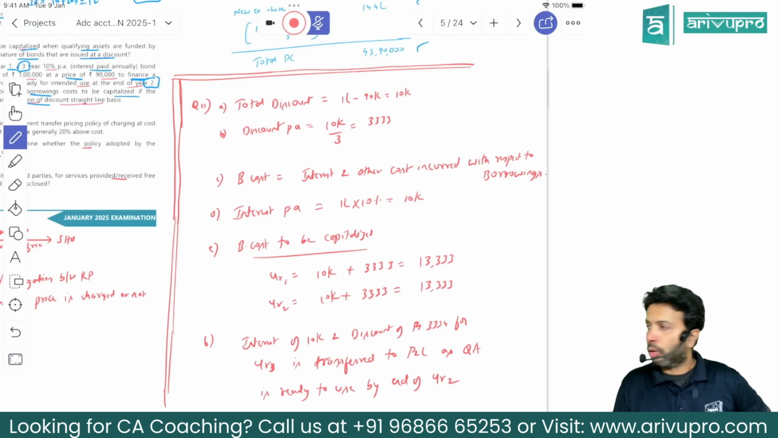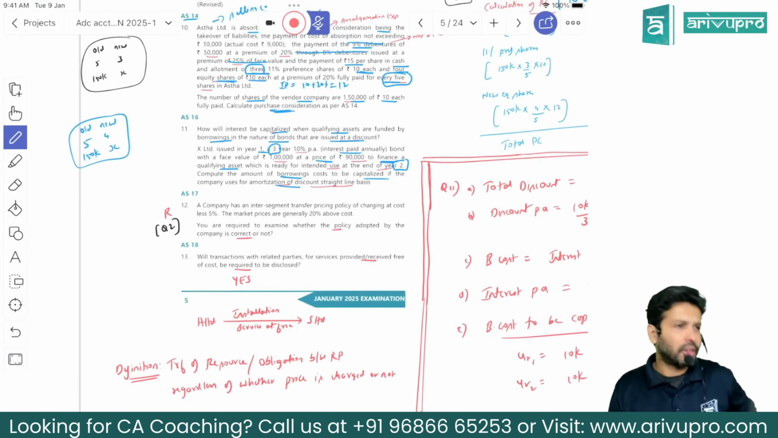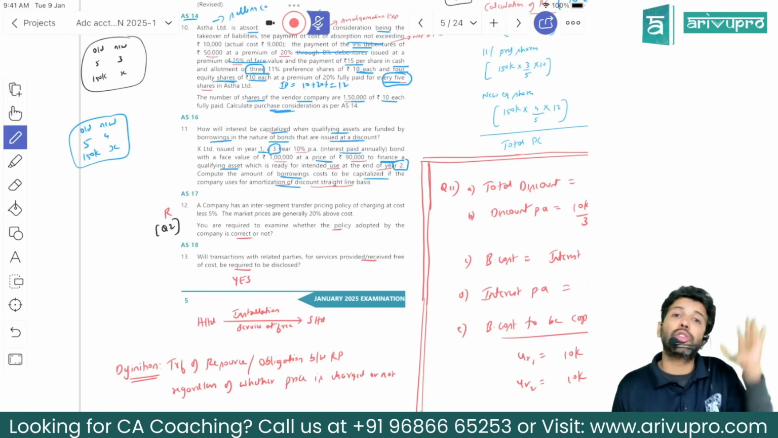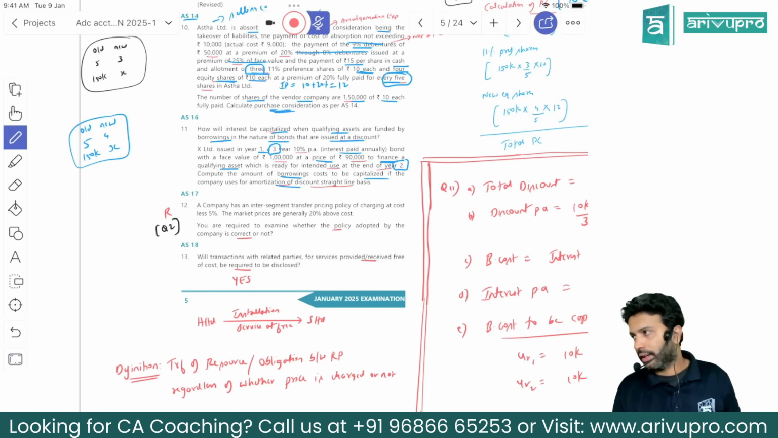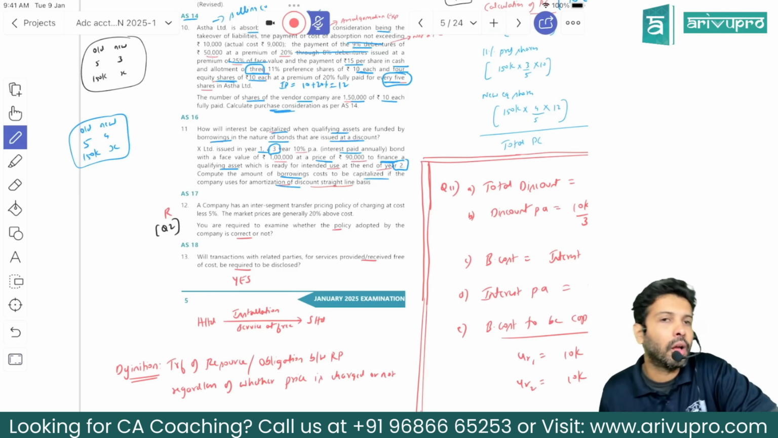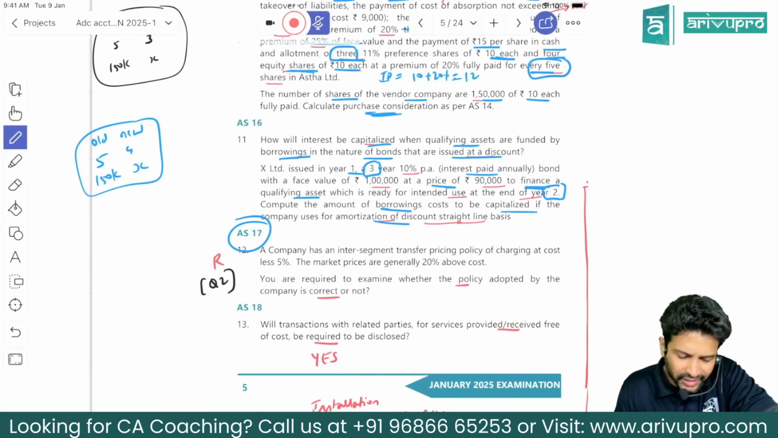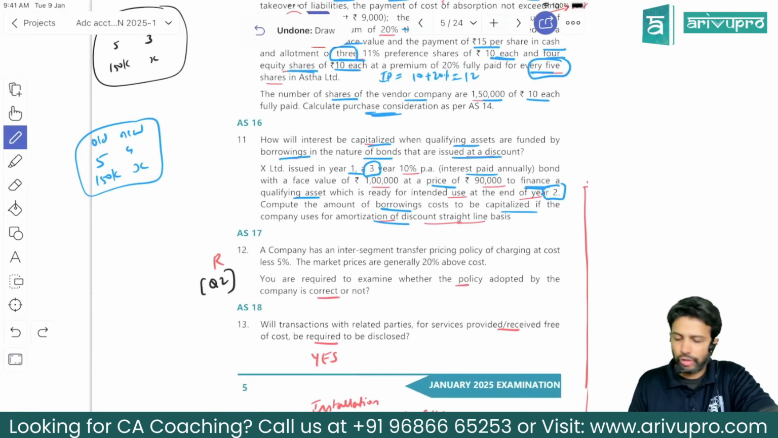Done? So the overall takeaway of this question is what? Simple. Interest cost is not just the borrowing cost. If you are redeeming the bonds at premium, or if you are issuing the bonds at discount, even that is also your borrowing cost. Even they can be added to the cost of the qualifying asset. That's the takeaway of this particular question. AS17 is a repetitive question. It is there in our class notes also.